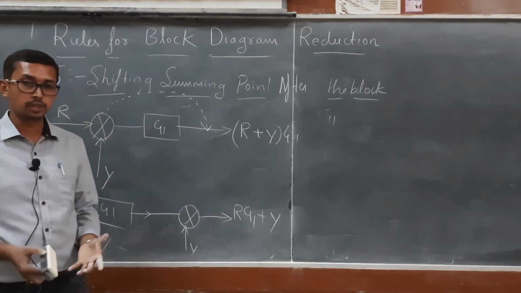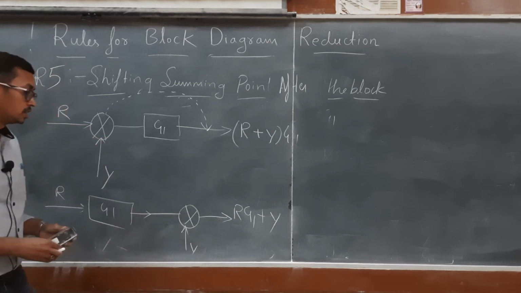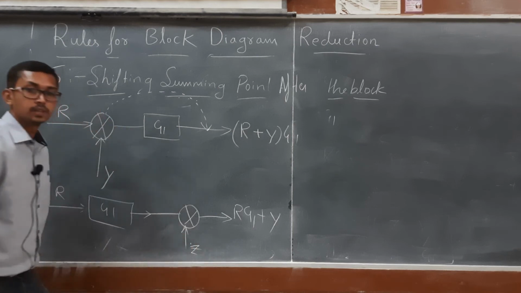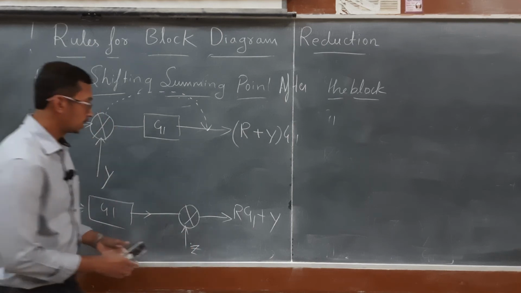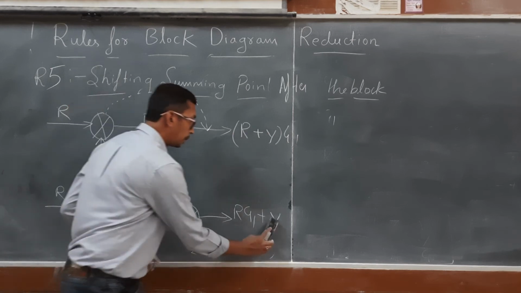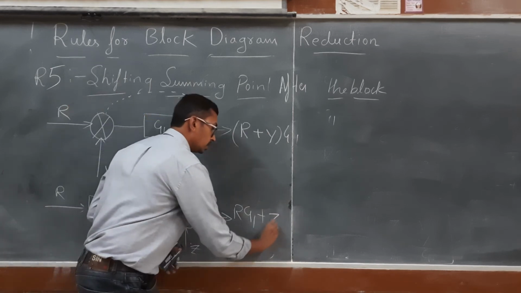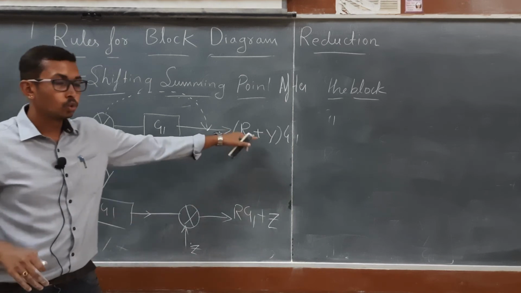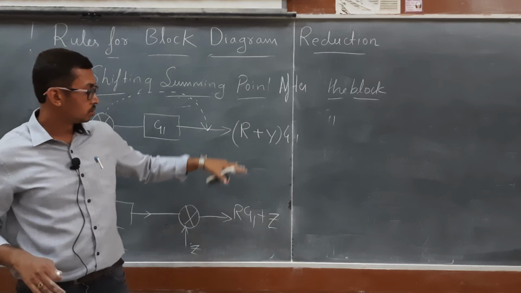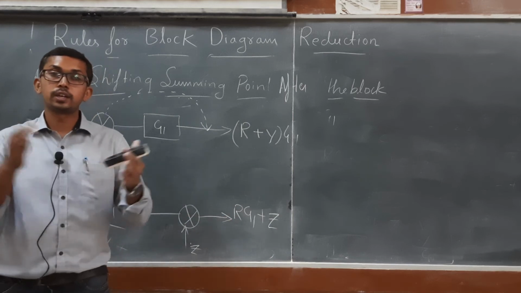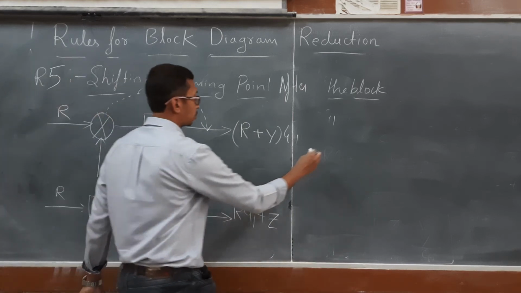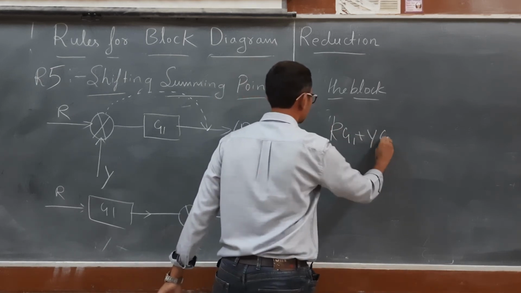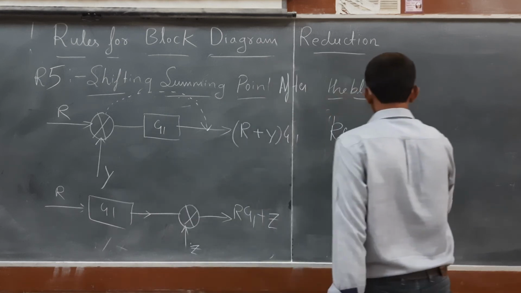So that is our objective: to demonstrate that, instead of Y, I am going to replace this with a Z. Then what will be this one? RG1 plus Z. As per the previous rule, we are going to do the same thing over here. We equate this output with this, because the objective is to get the same output.